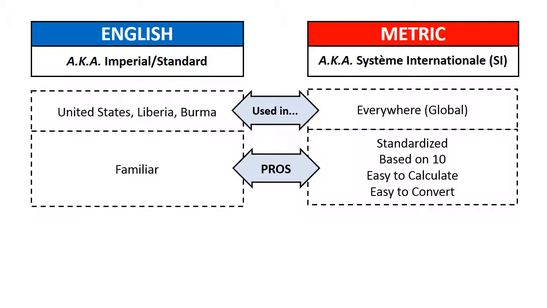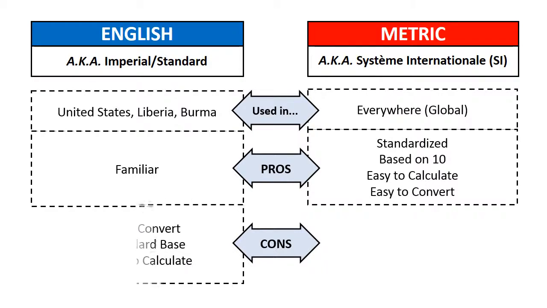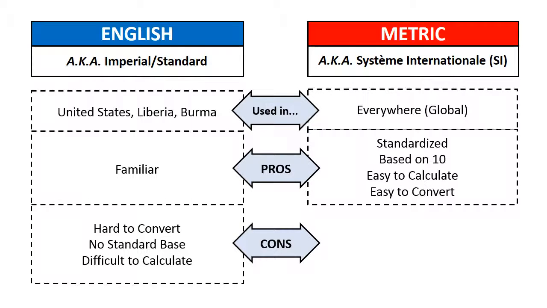It's based on 10, which we have 10 fingers, 10 toes. So that makes it really easy to calculate and really easy to convert within the system. The cons for the English system are that it is actually really hard to convert because there is no standard base. We've got 12 inches in a foot, 3 feet in a yard, 5,280 feet in a mile, and so on. So it's really, really difficult to calculate without a calculator.